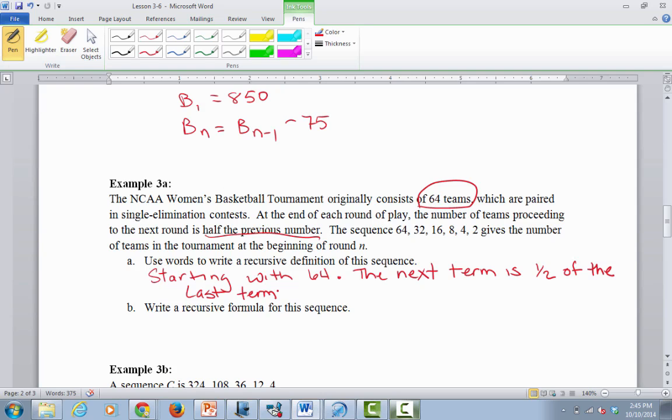So now it says write a recursive formula for the sequence. So if I say a sub 1, what should a sub 1 be? 64. Good job. How about a sub n? A sub n minus 1. And then what am I doing to that though? Dividing. Yeah, this one's a divide. So either I can have a line underneath it and say divided by 2. The other way I could write it is 1/2 times a sub n minus 1. You could do that too. Okay?